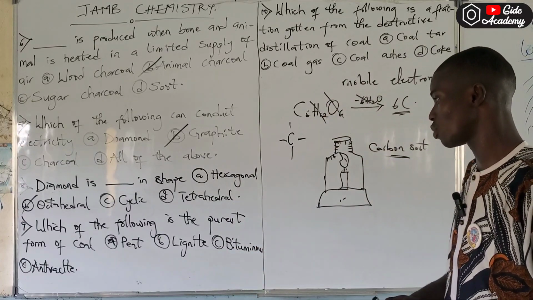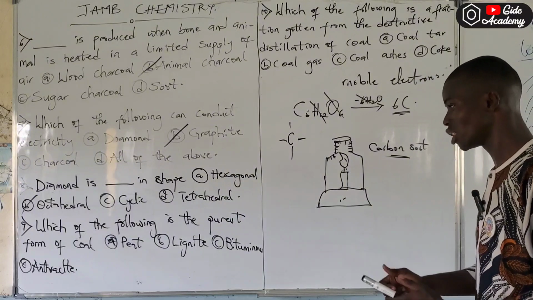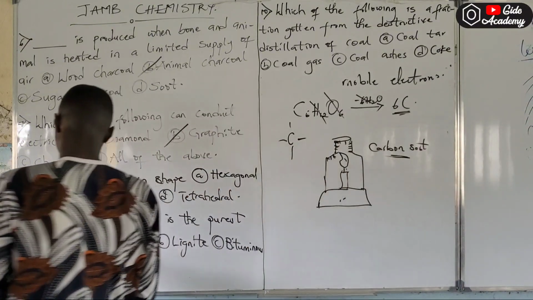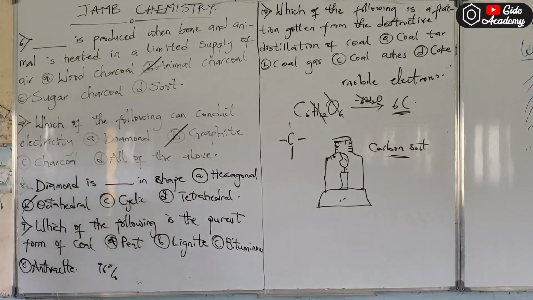Then the ninth question we have here: which of the following is the purest form of carbon? This one is very simple. Please, anthracite is the purest form of carbon. It has about 96% pure carbon. The percentage of pure carbon in anthracite is 96%. So please take note of that.